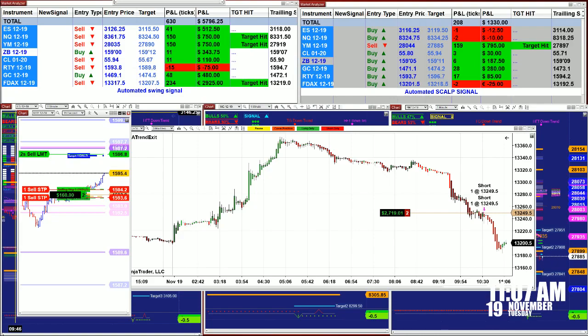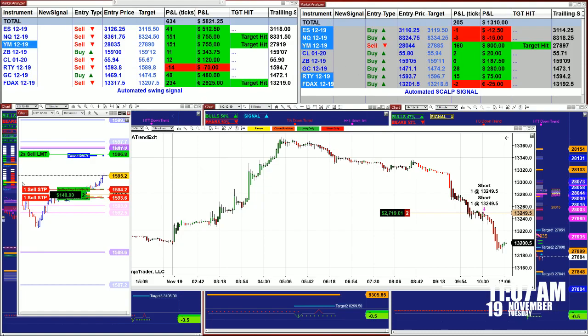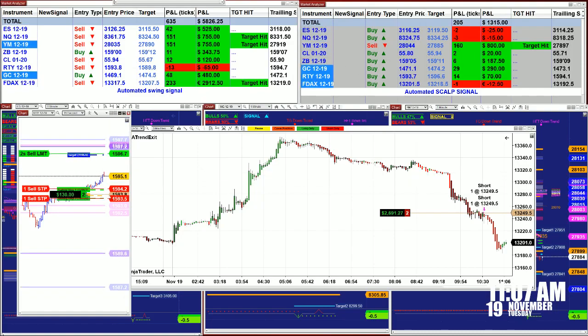Partial of it, this is the last signal we have got from the scalper, and it is right here and right now, and you can see it is already up.